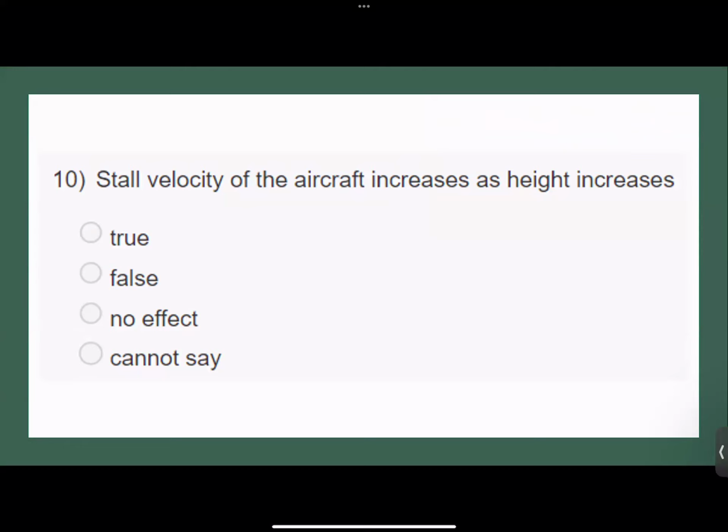Stall velocity of an aircraft increases as height increases. True, false, no effect, cannot say. So the formula for Vstall was under root 2W by S rho CL max. Given all the other terms to be the same, only the height increases. When the height increases, your density decreases. This term decreases. So height increases, density decreases, and hence Vstall also increases. So it is true, as the height increases, Vstall also increases.